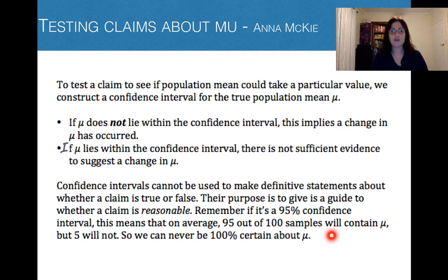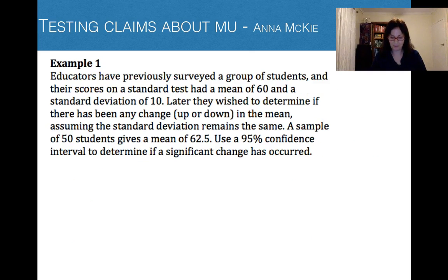Confidence intervals cannot be used to make definitive statements about whether a claim is true or false. Their purpose is to give a guide to whether a claim is reasonable. Remember, if it's a 95% confidence interval, that means that on average, 95 out of 100 samples will contain that mu, but 5 will not. So you can never be 100% certain about mu. So if those 20-cent coins imply that there is a new mu, how could you work that out? You would have to weigh every single 20-cent coin in circulation to find out what the true mean is.